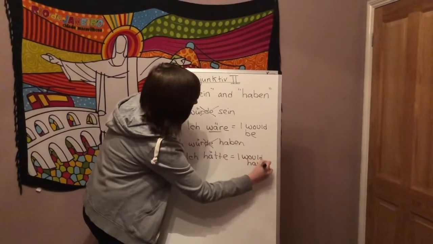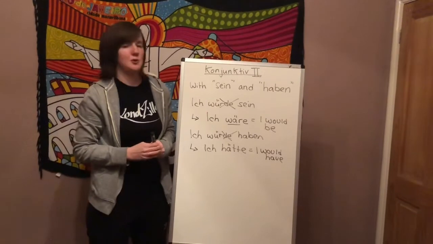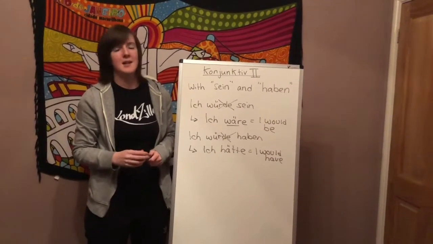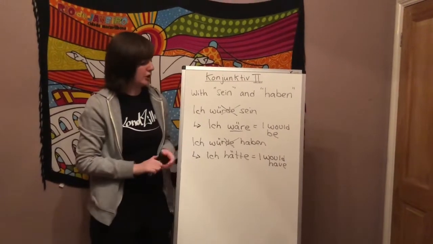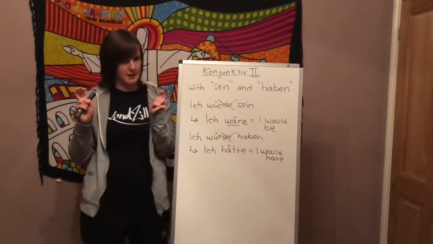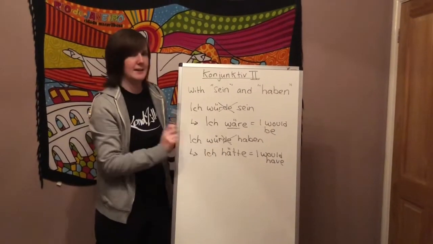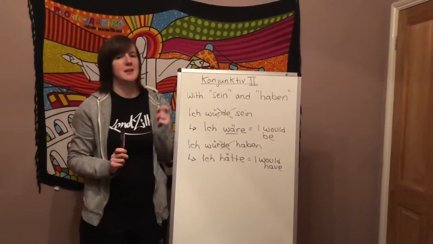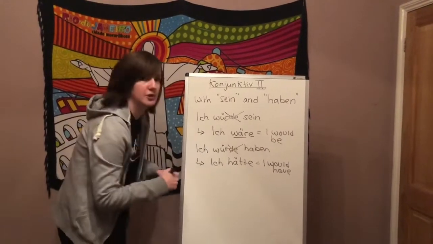And just like with the sein formation, you can say du hättest, hätte, wir hätten, ihr hättet, sie hätten. Okay, so you're going to use the imperfect or Präteritum, maybe you learnt it as that, conjugations, but you need to be adding that umlaut. It changes the pronunciation and the meaning, so you have to be really careful. Okay, I'm just going to show you what I mean.